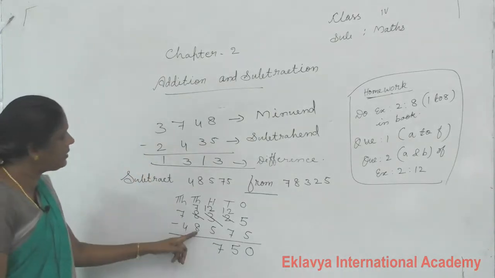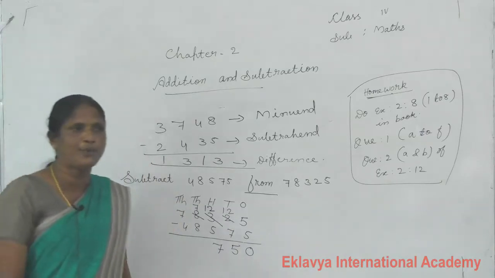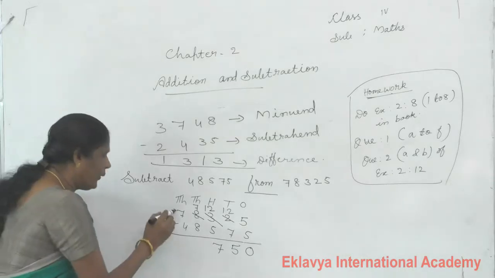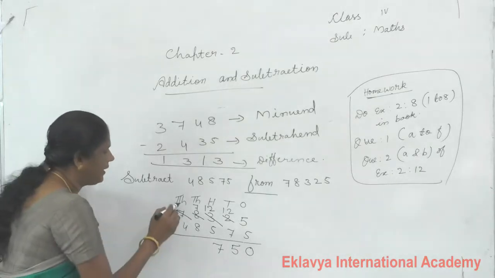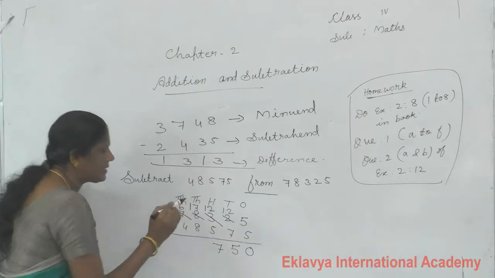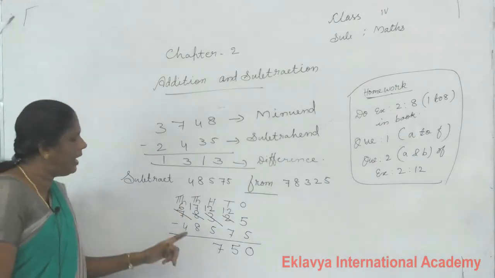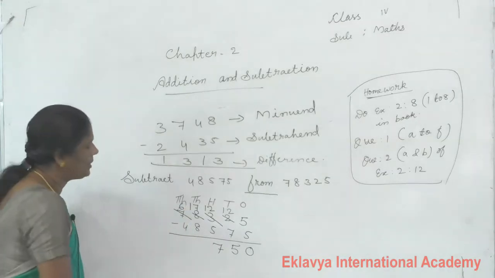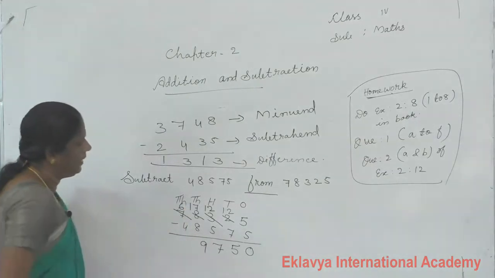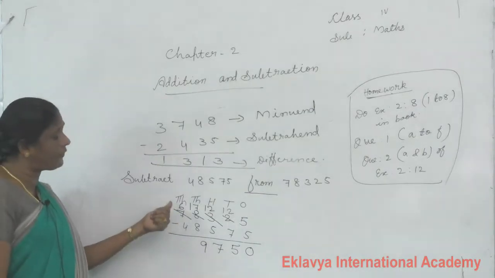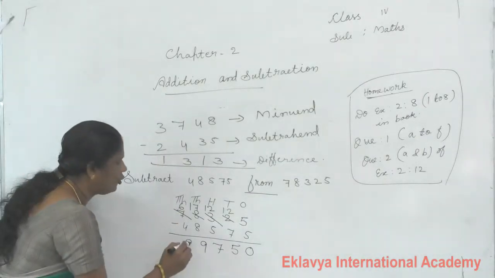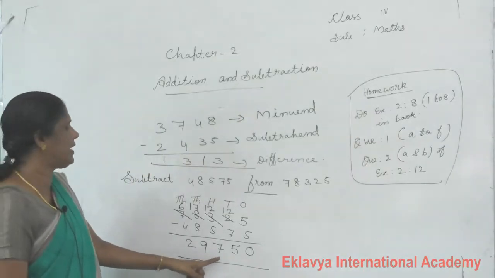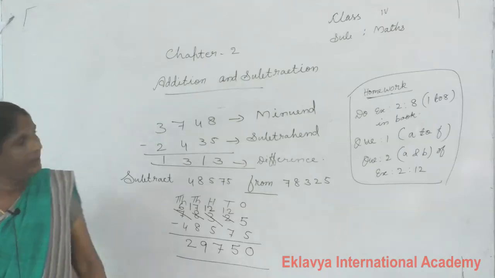Next, 8 take away from 7. Is this possible? No. Again we take borrow. Here this goes to 6, this 17. Okay. Now 8 take away from 17. How much do you get? 9. Then here 4 take away from 6. Then you get 2. Then what is your answer? 29,750. Then another example.